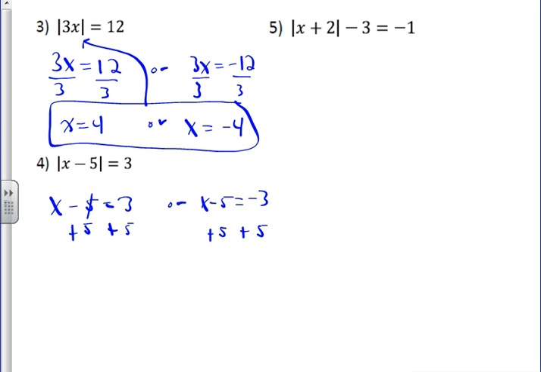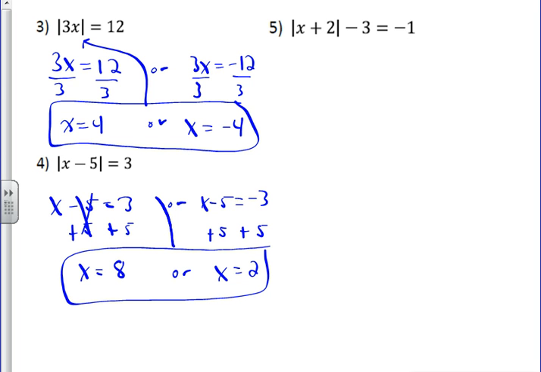So that gives you negative 5 plus 5 is 0. It goes away, so you get x equals 8, or x equals, well, negative 3 plus 5 is 2. And again, if you plug those up here, you'll find out that 8 gives you a 3, which the absolute value of 3 does equal 3. You plug in 2, 2 minus 5 is negative 3, but the absolute value of negative 3 is also 3. And that's why you write your two equations.